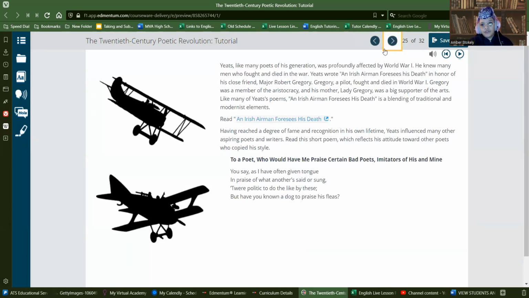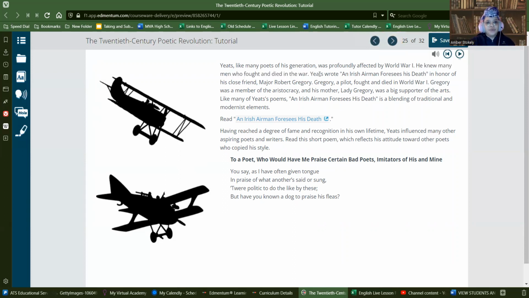We get a little more information on slide 25 and another excerpt. It says that Yeats, like many of his generation, was profoundly affected by World War I. So, of course he was. Everyone was at the time. Unfortunately, he knew many people who died and fought in the war.